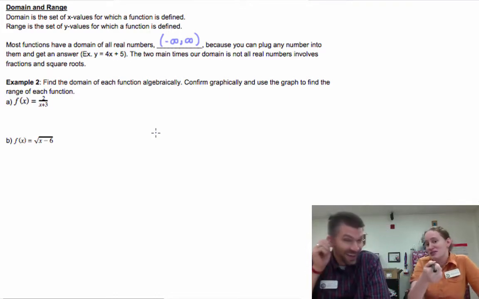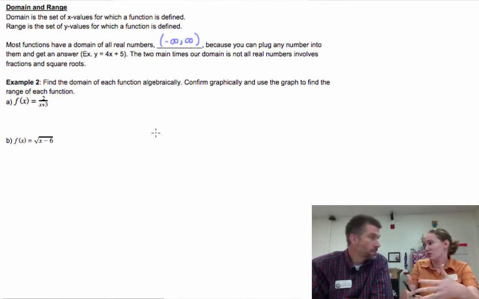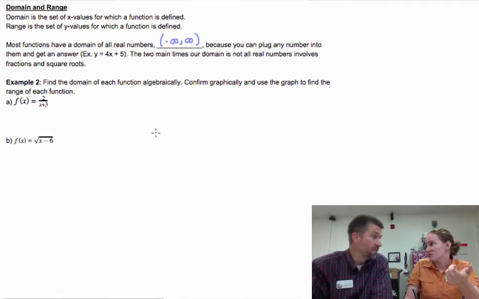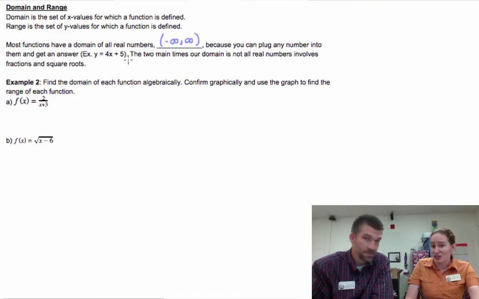The reason it's negative infinity to positive infinity is because you can plug any number into the equation you have and get an answer out. Any number. That's a line. 57 million, you can put it in and get an answer. Negative 238,327 jillion trillion, you can put it in and get an answer for that.